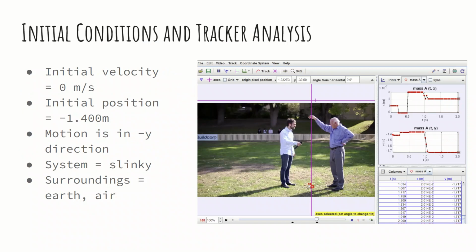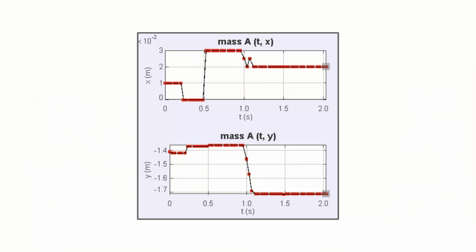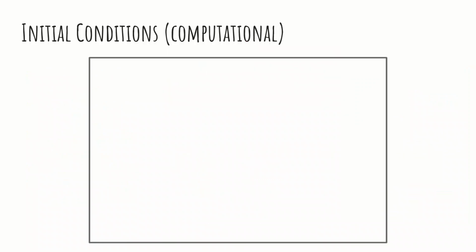Motion is in the negative y direction, and the system was determined to be the slinky, while the surroundings were the earth and the air. When analyzing Tracker, I obtained a graph of data that looks something like this, and this is a preview of the results because it shows the experimental data in the y direction that will be compared against the computational model.